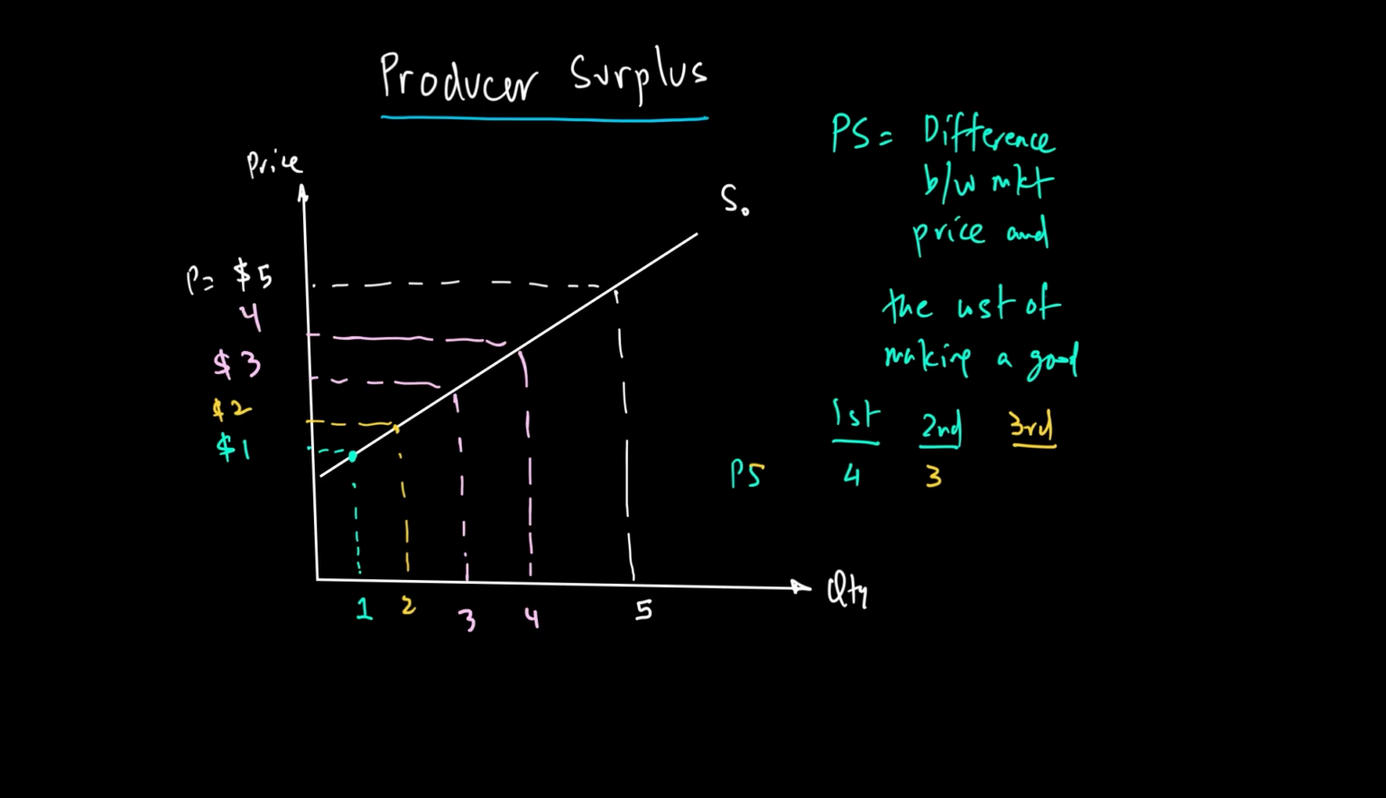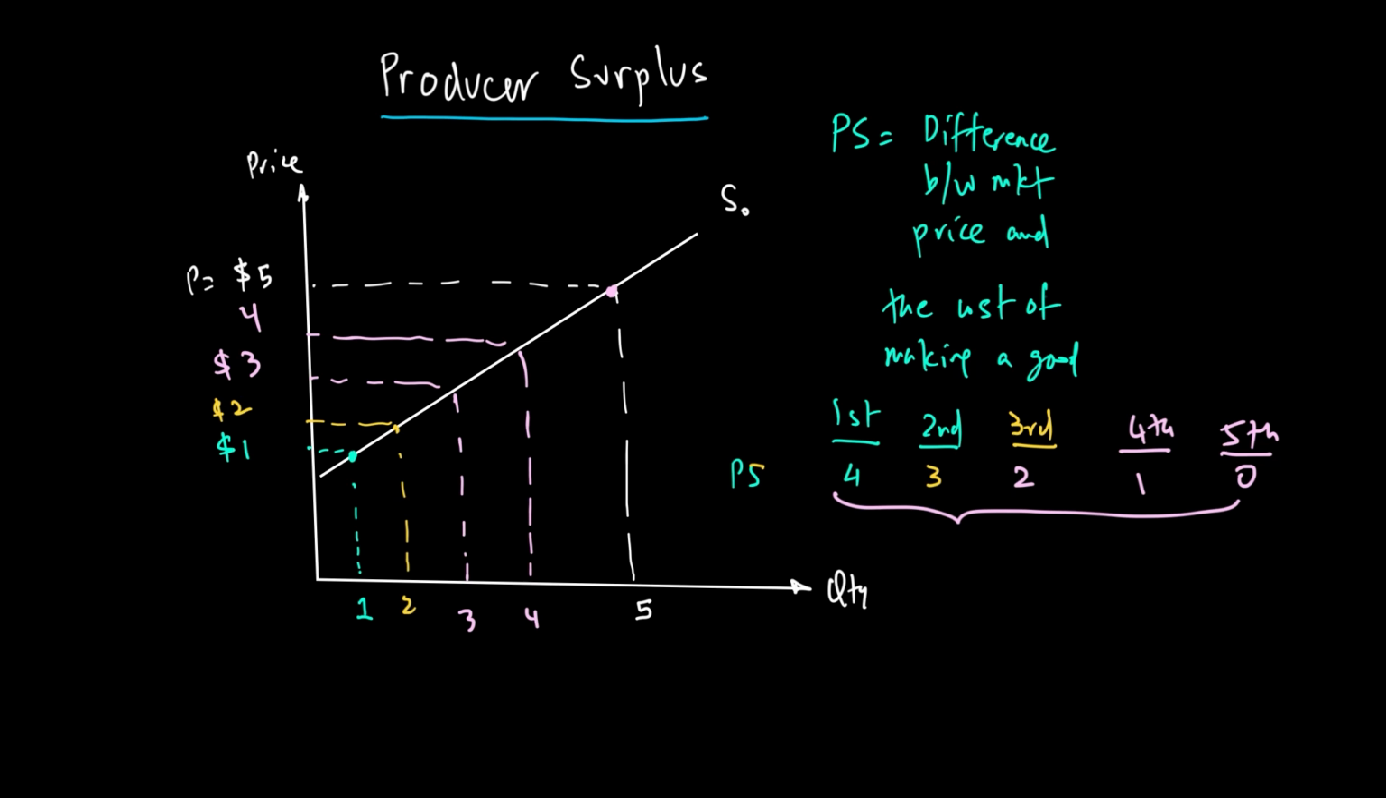So if you look at producer surplus, which is the difference between the market price, which is $5, minus the cost of making it, it will be 4 for the first, 3 for the second. For the third one, my cost is 3, so 5 minus 3 is 2. For the fourth one, my cost is 4, so 5 minus 4 is 1. And then for the fifth one, its cost is 5, price is 5, so that's 0, which would mean I have pocketed producer surplus all the way till the fifth one.